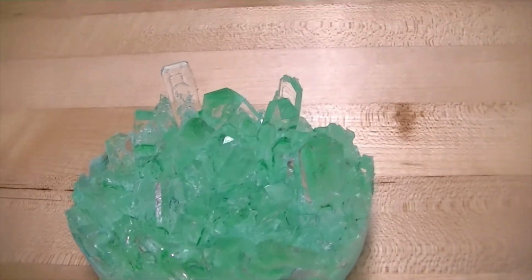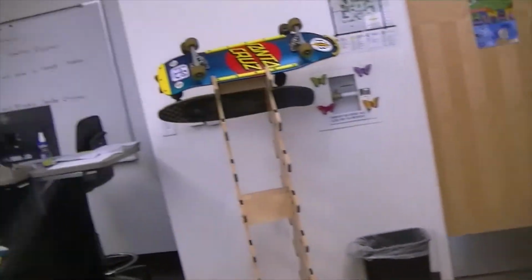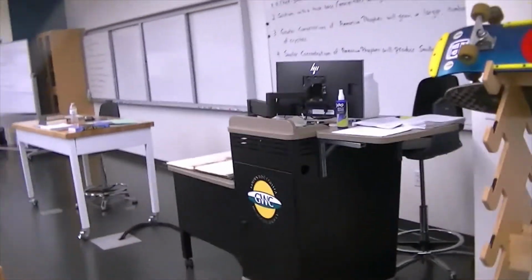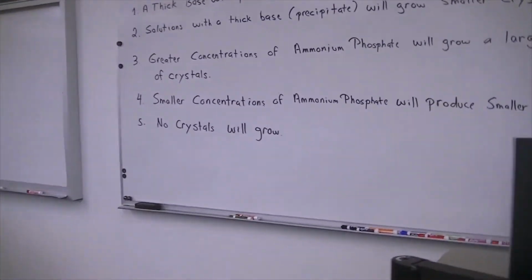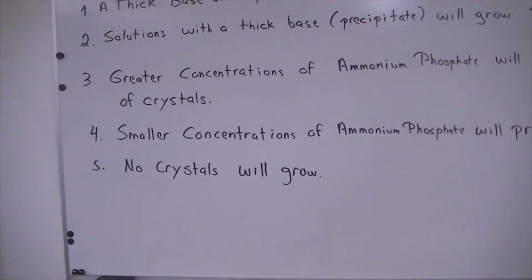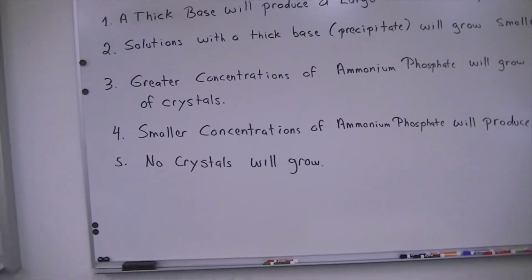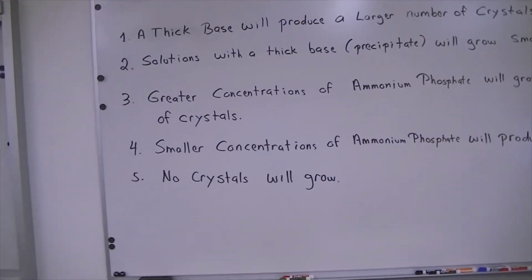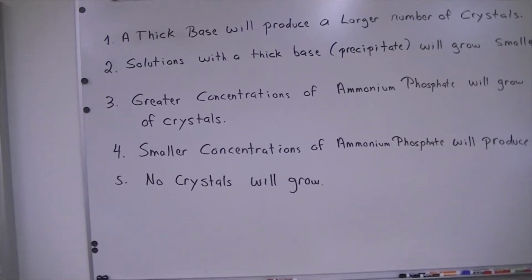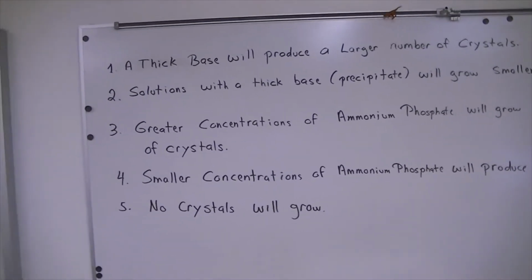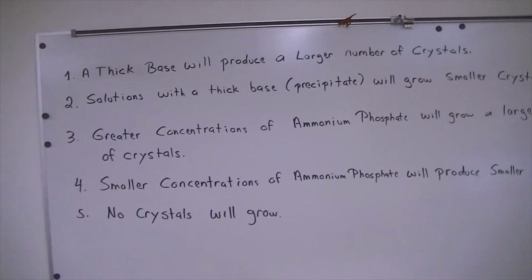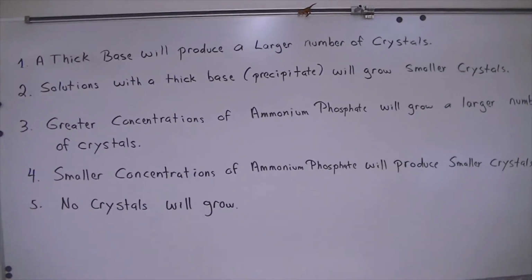All right, let's look at the hypotheses. I think hypothesis number 5 is an easy one to deal with, so we'll deal with it first. No crystals will grow. I think we can safely reject that hypothesis, so we're going to reject that. All right, number 1. A thick base will produce a larger number of crystals.